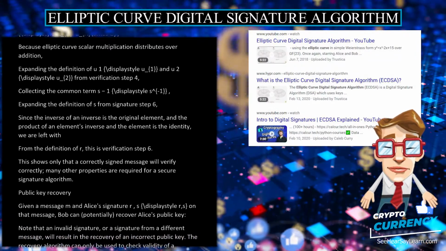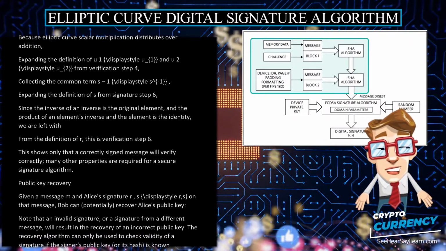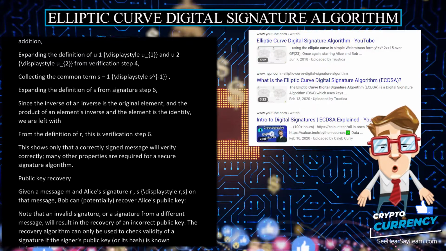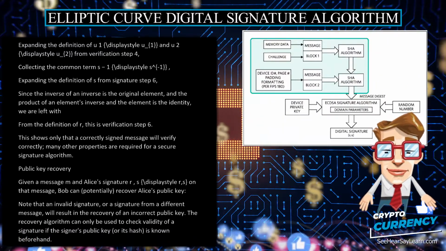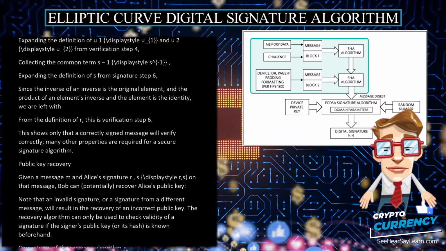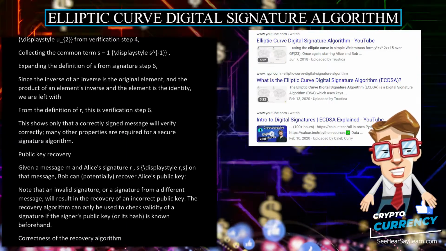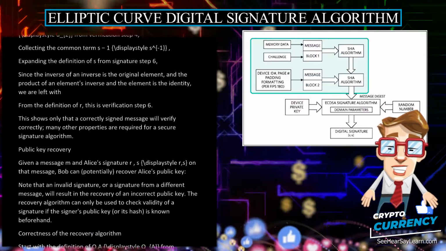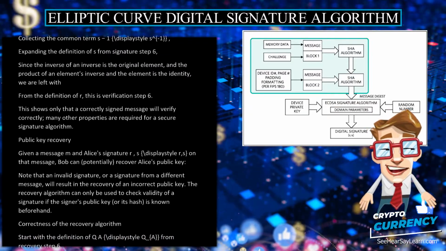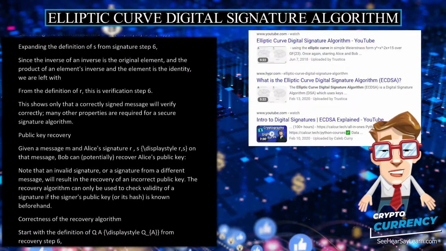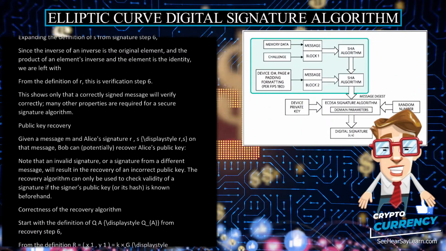Expanding the definition of u1 and u2 from verification step 4, collecting the common term s^-1, and expanding the definition of s from signature step 6. Since the inverse of an inverse is the original element, and the product of an element's inverse and the element is the identity, we are left with R. From the definition of R, this is verification step 6.